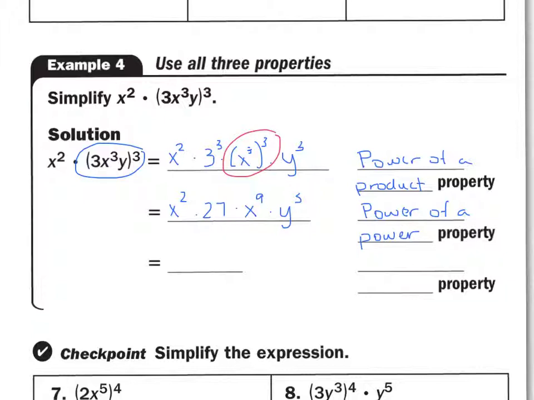And finally, I'm going to move that 27 out front because we want our numbers out front. I'm going to put my x's together. X squared times x to the 9th is going to become x to the 11th. I add them together. And then times y cubed. And that's the product of powers property.